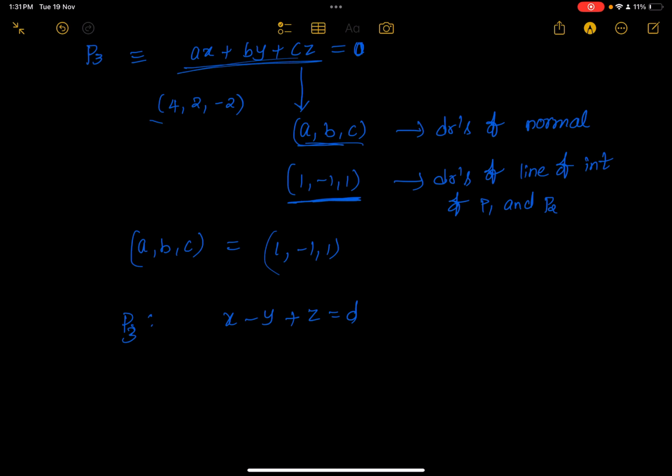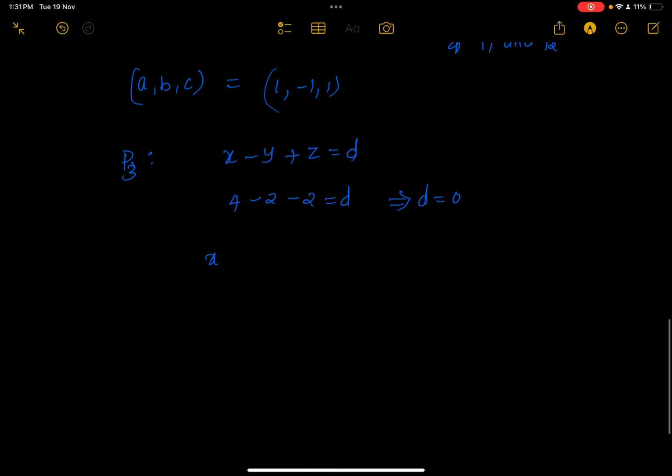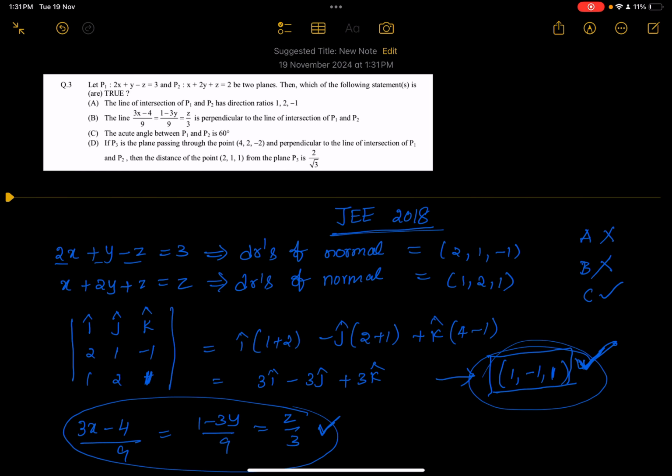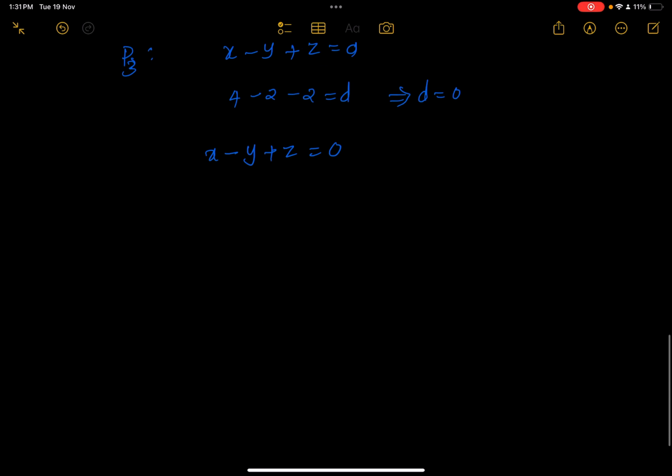And it passes through this point, so plug in the values of the coordinates. 4 minus 2 is equal to d, which implies d is equal to 0. So the equation of the plane P3 is x minus y plus z is equal to 0. We got the equation of the plane. Now what do we have to check? The distance of the point 2, 1, 1 from the plane. So we have to find the distance of the point 2, 1, 1 from this plane.